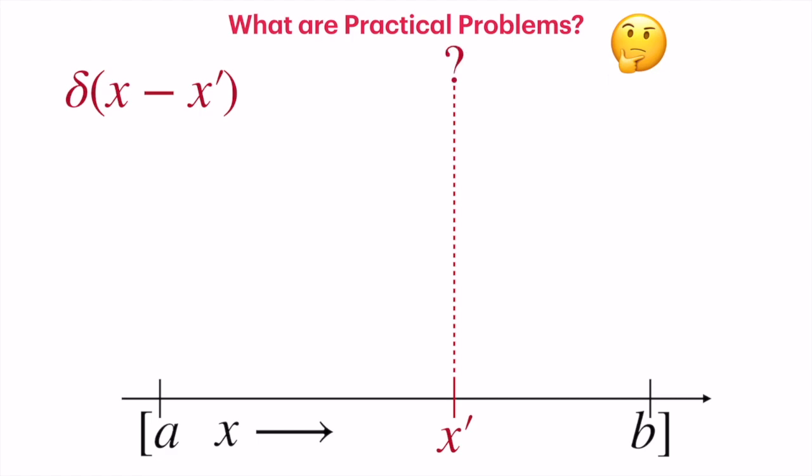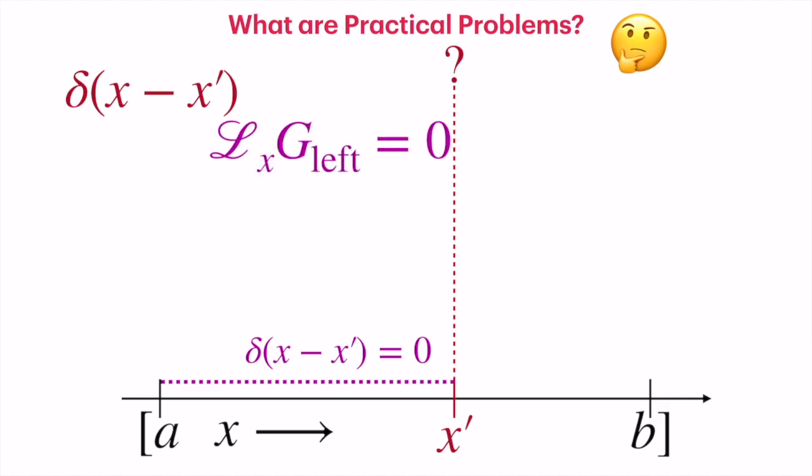Now, we know that the delta function has an undefined value. You may call it 1, you may call it 10 or infinity, whatever. So for all practical purposes, we don't know the value of the delta function at x equal to x prime. But it divides the entire region into two regions. From a to x prime the delta function is 0, and here all you have to solve is a homogeneous differential equation, that is L of x acting on g left is equal to 0, where the source function is 0 because the delta function is 0.